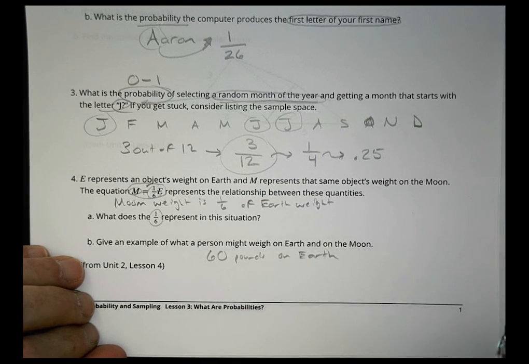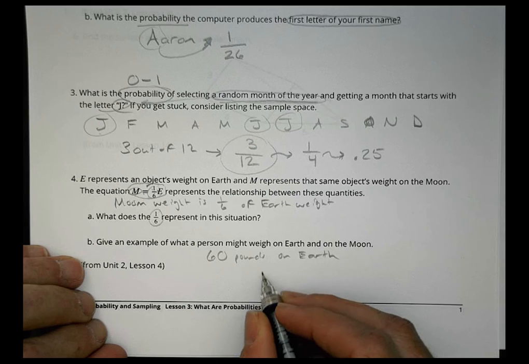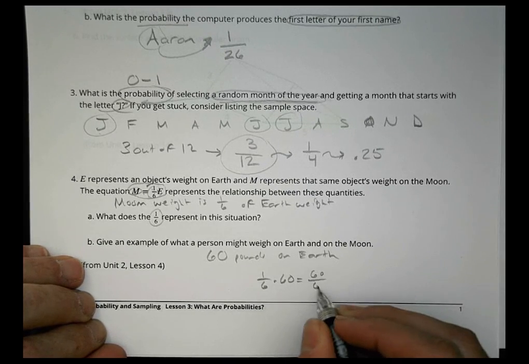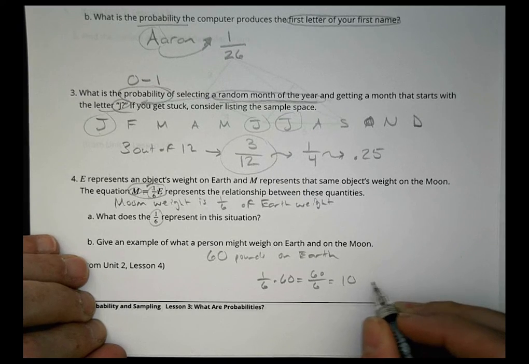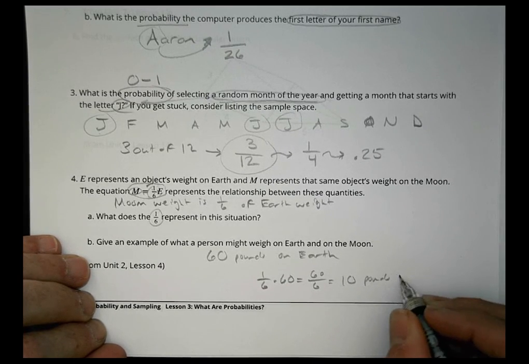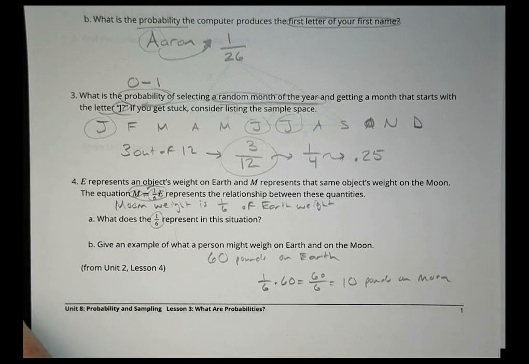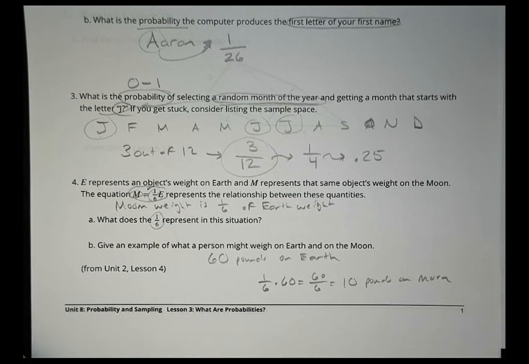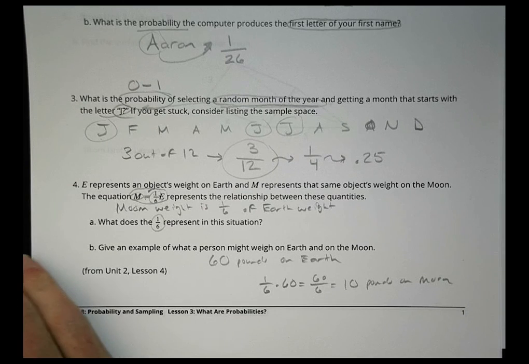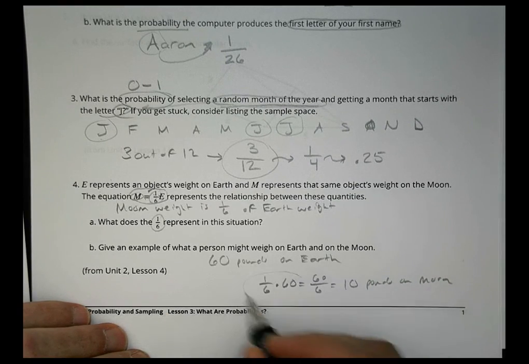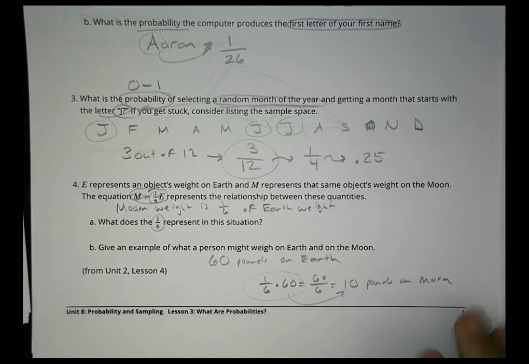If I weighed 60 pounds on Earth, then my moon weight would be 1/6 times 60, which becomes 60 over 6, which becomes 10 pounds on the moon. Right? So that's how that works out. Again, I used 60 just because it was easy, so you might want to try a different number. Whatever your number is, multiply it by 1/6, and that will get you your moon weight right there.